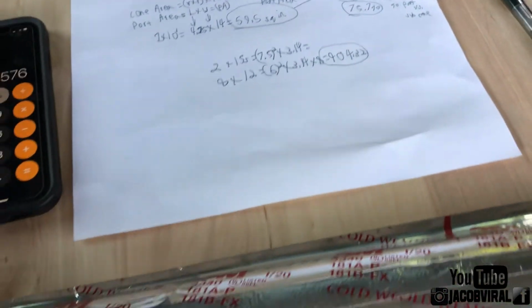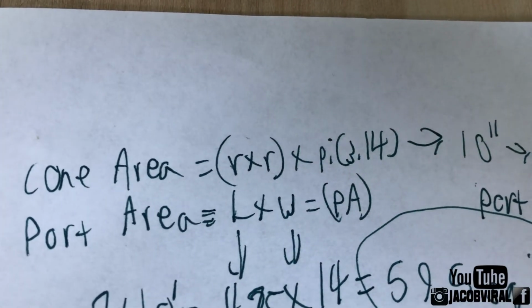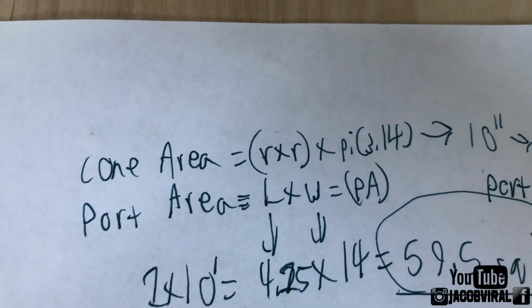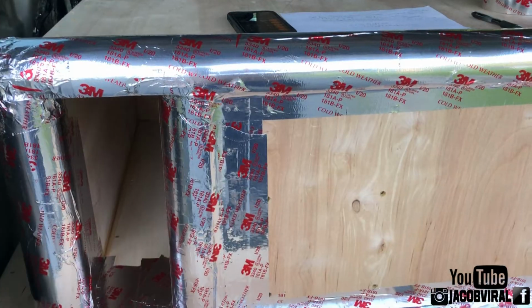So I hope this taught somebody something. Just in general summary real quick, cone area equals radius squared times pi, and your port area is length times width. Very, very simple, dummy-proof concept tutorial.